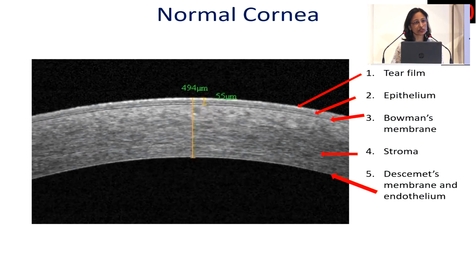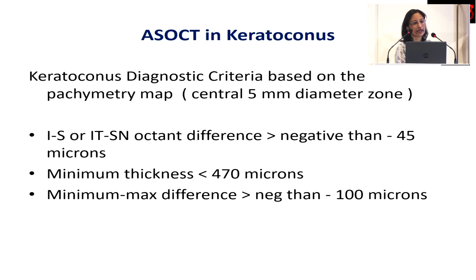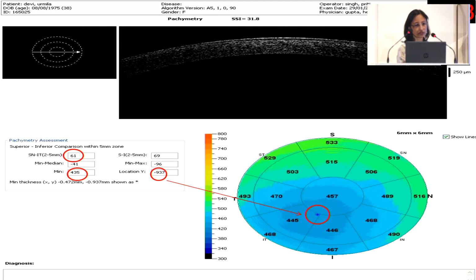So with AIOS-OCT, we can visualize almost all the layers of the cornea, starting from tear film, epithelium, Bowman's membrane. We can see all the epithelial layer irregularities, stroma, Descemet membrane, and endothelium. So we can diagnose and stage keratoconus based upon certain criteria in the central pachymetry map. This is how keratoconus looks like on the AIOS-OCT. So we can see the area of maximum thinning and also the location of the cone. And also we have the option of seeing the progression maps.